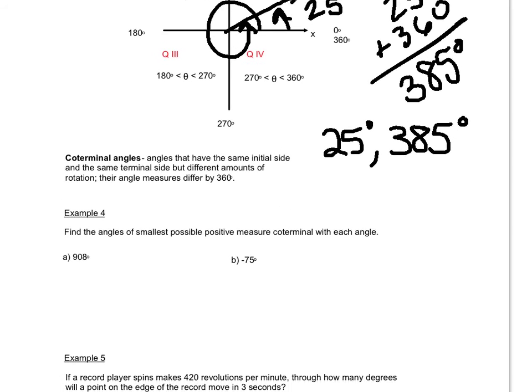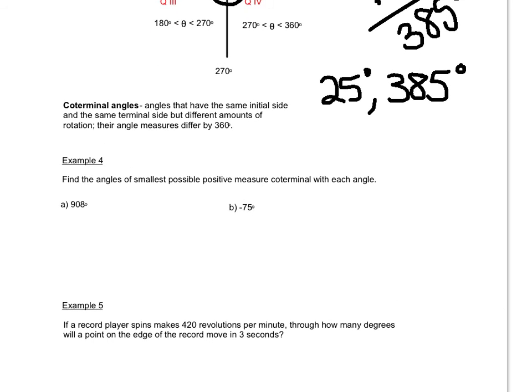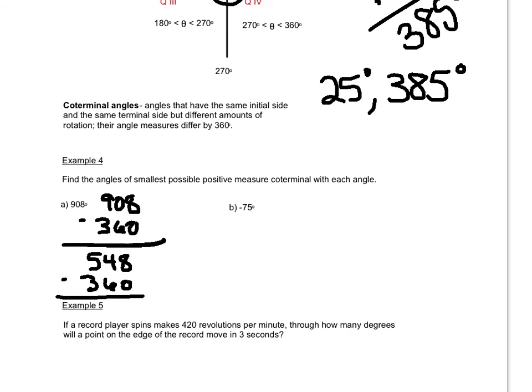So then, example number 4, we want to find the angles of smallest possible positive measure coterminal with each of the angles that are given. So if we want the smallest, we're going to take that 908 and we're going to subtract 360 from it and see what we get. And we get 548, which we know we can take another 360 out of, and we'll see what we get then. And we end up with 188 degrees, which is smaller than 360, so that is our answer.